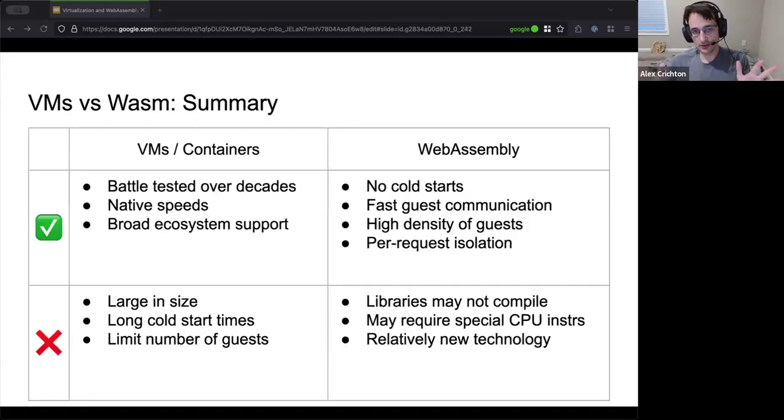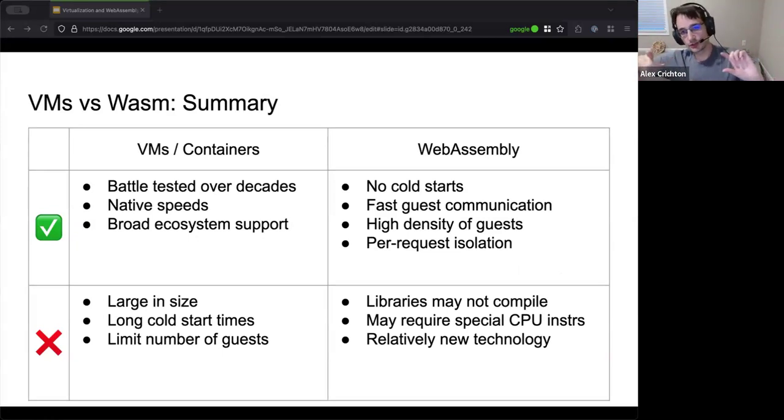So that was a lot of words, and I don't expect everyone to remember all that, but I wanted to put this in a chart of pros and cons of virtual machines and WebAssembly to give you at least a high level overview of the good parts and the bad parts. So virtual machines and containers have been used forever. They're very, very fast at native speeds, and they have a ton of support through Kubernetes, Docker, all that fun stuff. However, they're big, they take a long time to start up, and it's hard to put lots of them on one machine.